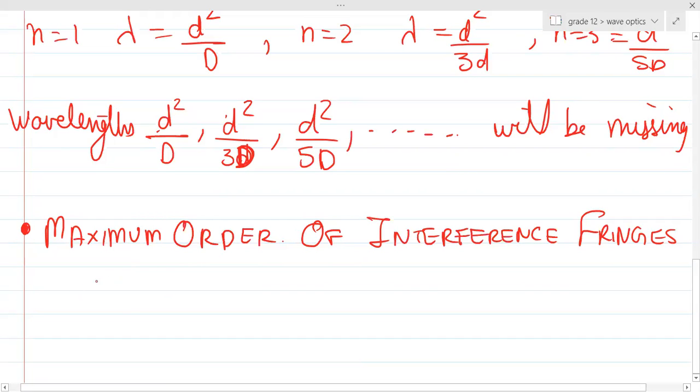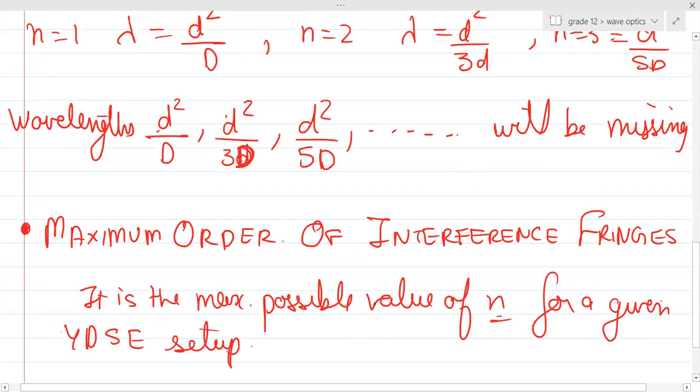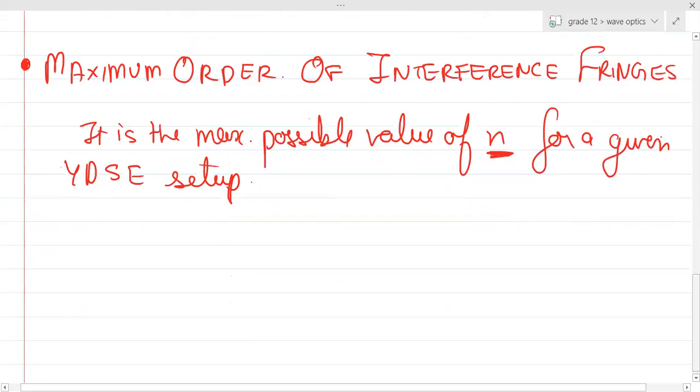Maximum order of. So basically, this is what it is: the maximum possible value of n for a given YDSE setup. So basically, n की जो maximum possible value, that is basically what, है ना?